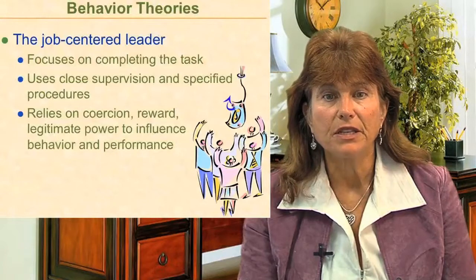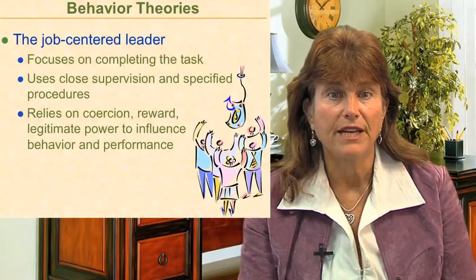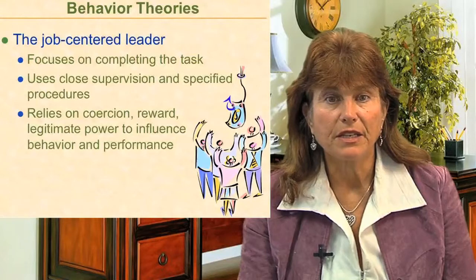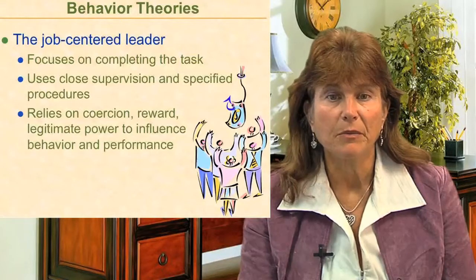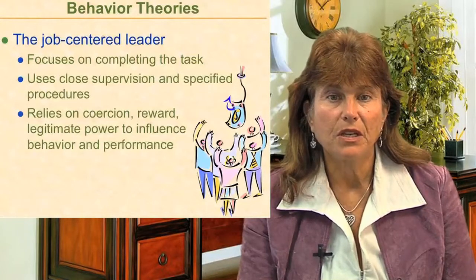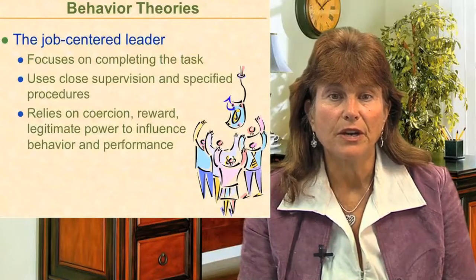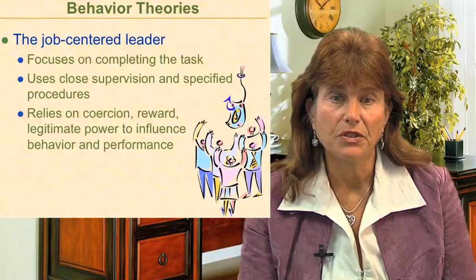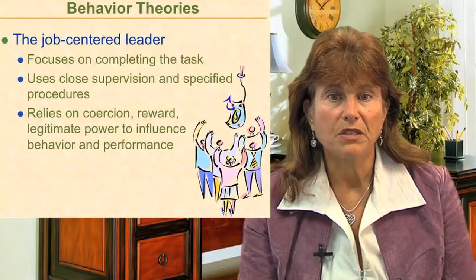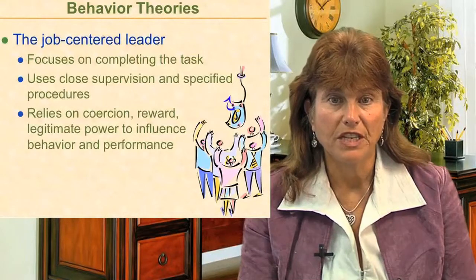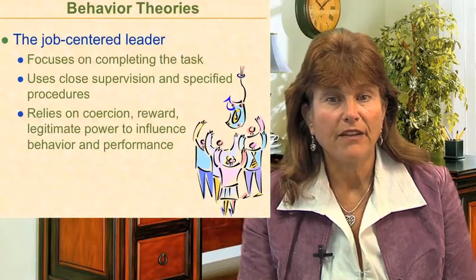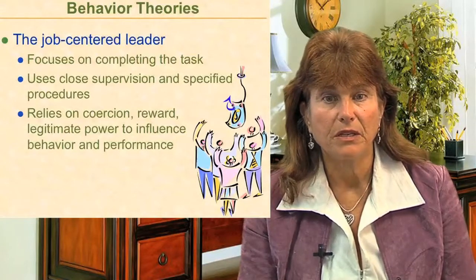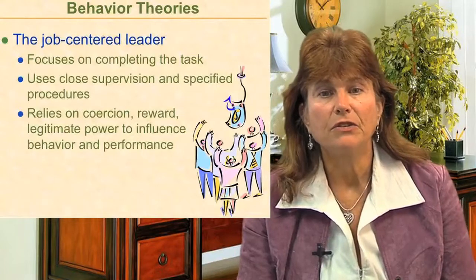When we have a job-centered leader, the characteristics that we see in terms of their behavior is they focus on the task. How do we get the task done? They closely supervise, and they're very specific about procedures. Oftentimes, their behavior is also characterized by perhaps that they coerce others to do something. They link a reward system very directly to that accomplishment of the task. They have to have legitimate power, like to be a leader in that particular area, to influence the behavior and the performance of the employee.